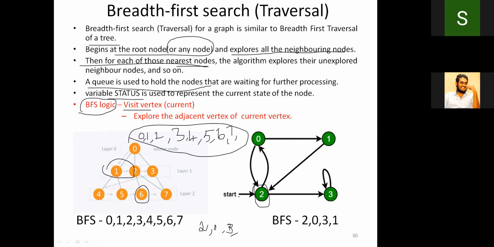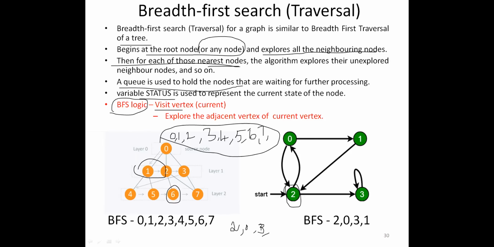Then I will take 0. Because I explored the adjacent vertices of 2, it is 0 and 3. Now I start exploring the adjacent or neighbor vertices of 0. So it is 1 and 2. I'll write 1. I won't write 2. Why? Because it is already visited. I will simply ignore it.